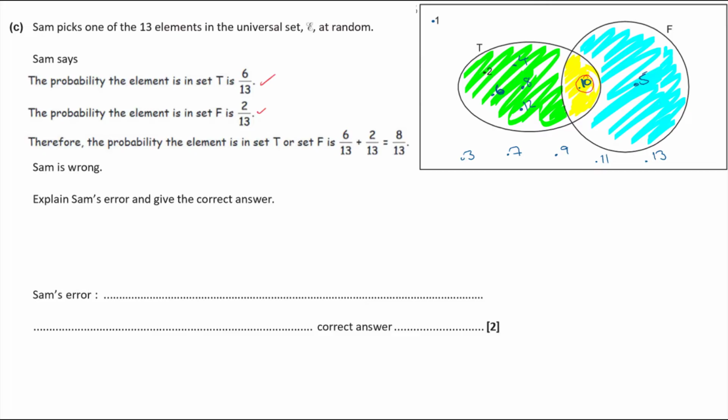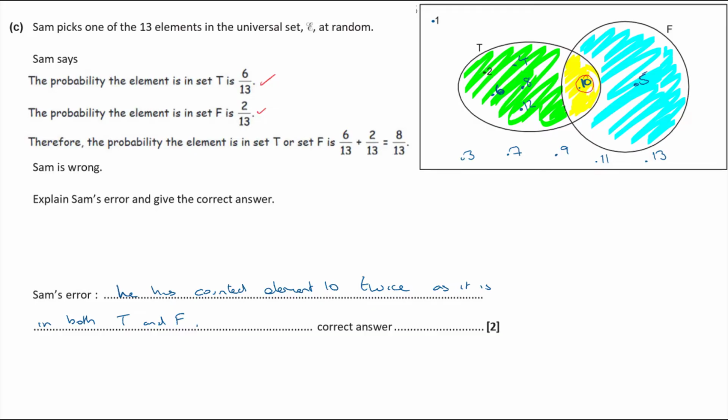Okay, so Sam's error is he has counted element 10 twice, as it is in both T and F. So what is the correct answer then?